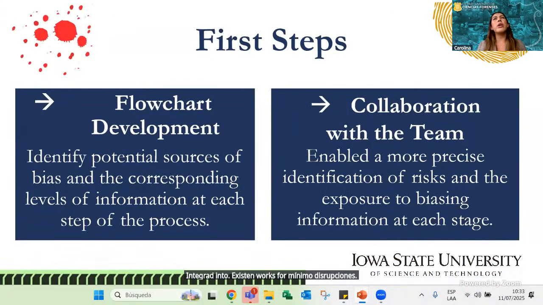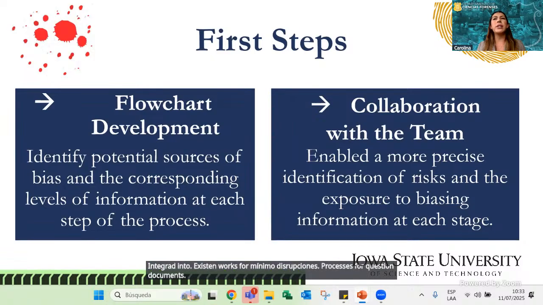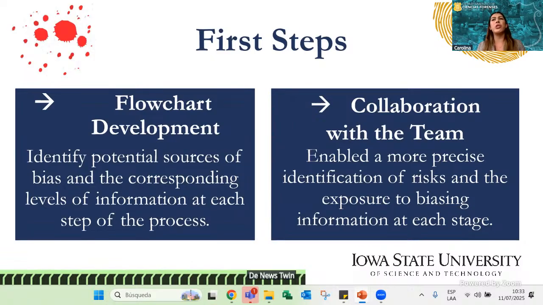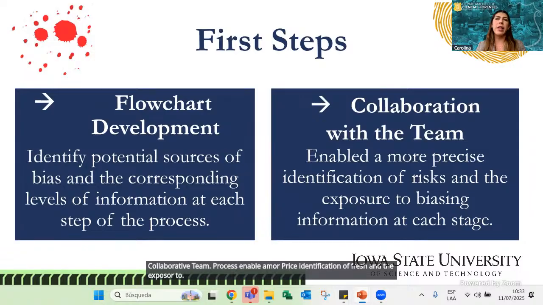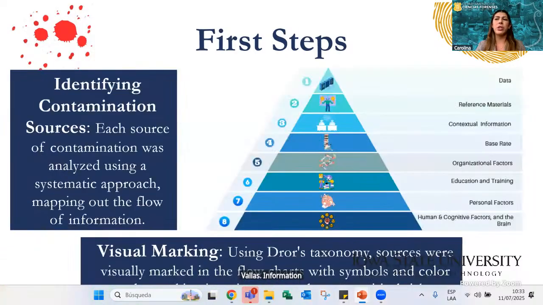So we had our flowchart development of the different processes for questioned documents. These flowcharts were then used to identify potential sources and the corresponding levels of contextual information at each step of the process. The flowcharts were developed through collaborative working sessions with the section team. This process enables a more precise identification of risks and exposure to biased information at each stage.